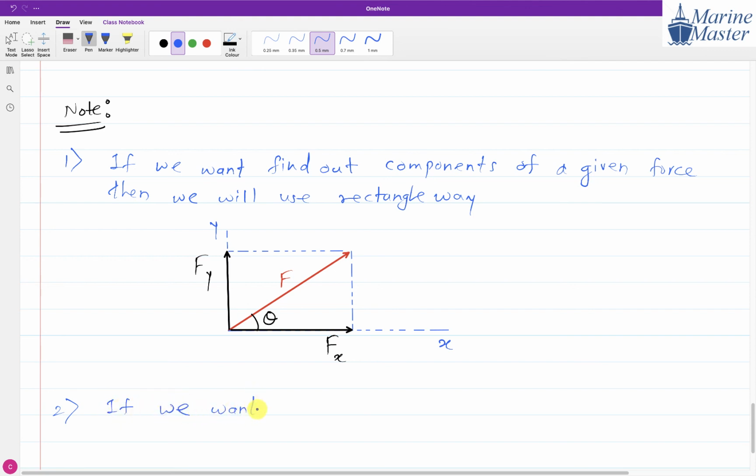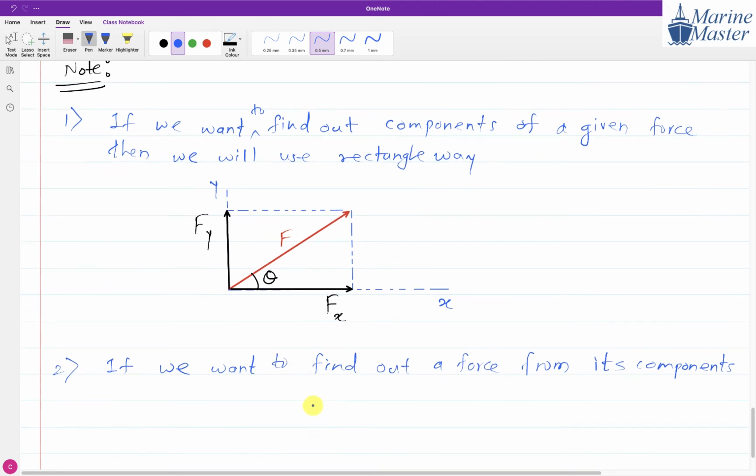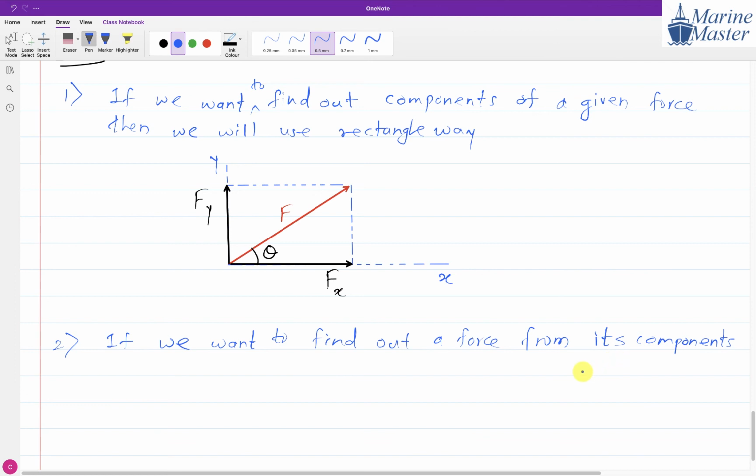If we want to find a force from its components, from its components means from the force components here, then we will prefer the triangle way. Triangle, preferred, not compulsory.